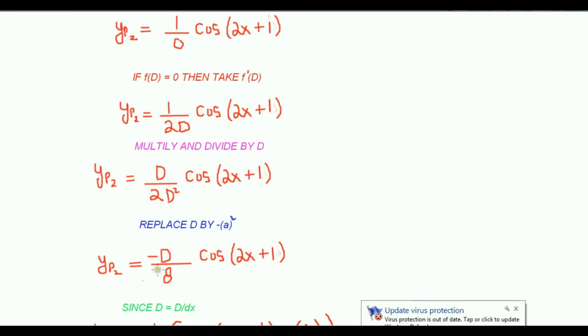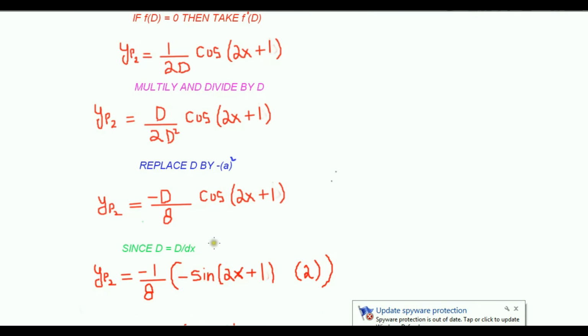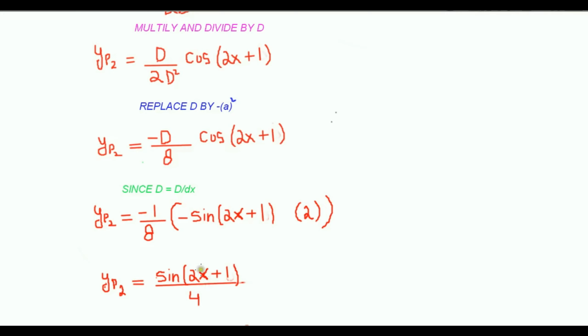As we discussed earlier, the operator d is equal to the derivative, which is d by dx. So the derivative of cos 2x will become minus sine 2x, and the derivative of the constant 1 is 0. So my particular integral for rule number 2 will become sine 2x plus 1 upon 4.